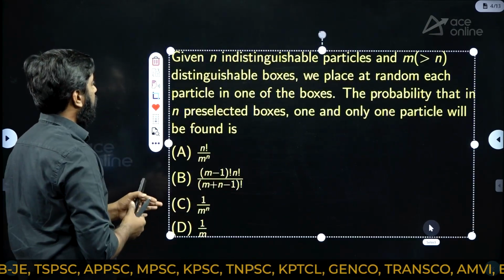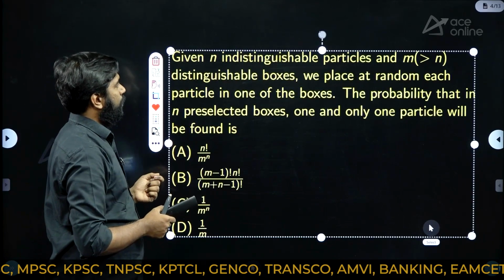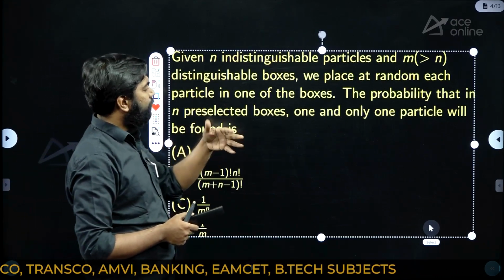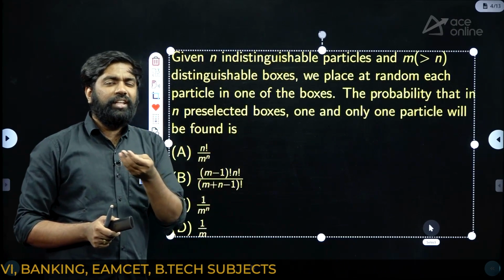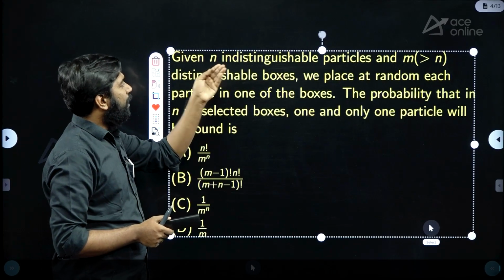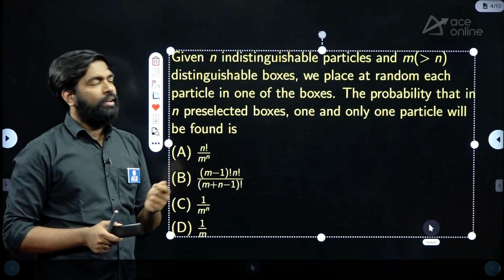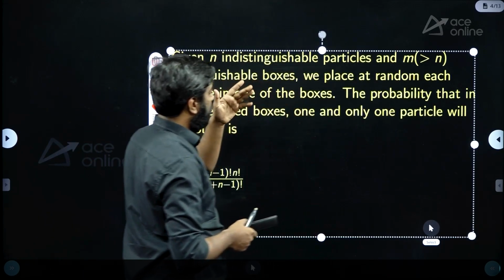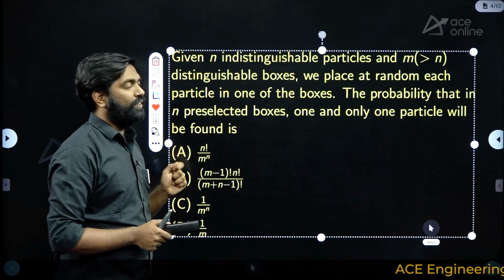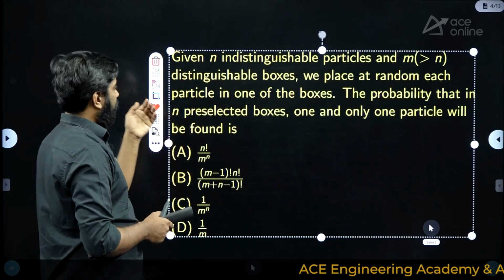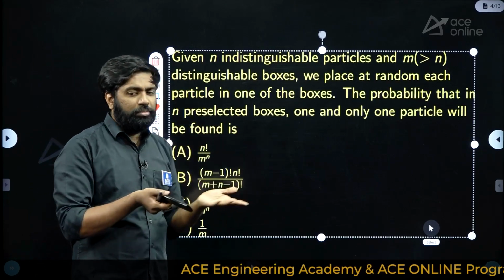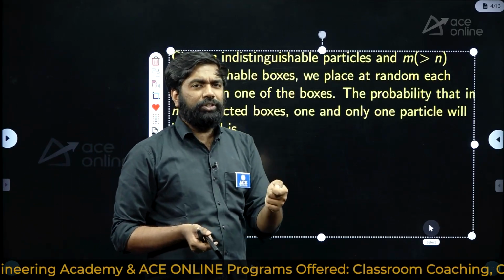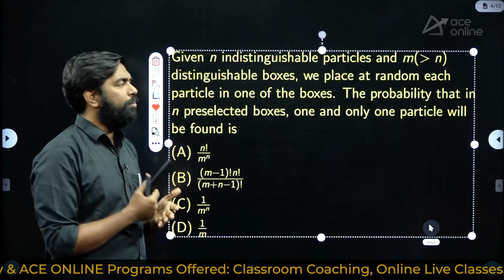Given n indistinguishable particles. What do you mean by indistinguishable? Indistinguishable means you are unable to find the difference, or in simple words, whatever particles have been given, they are identical particles. Given n indistinguishable particles and m, which is a number greater than n, distinguishable boxes. So we have got m different boxes, distinguishable. There is a clear difference in those boxes, or in simple words, whatever boxes you have, they are all different from each other. You have m different boxes.